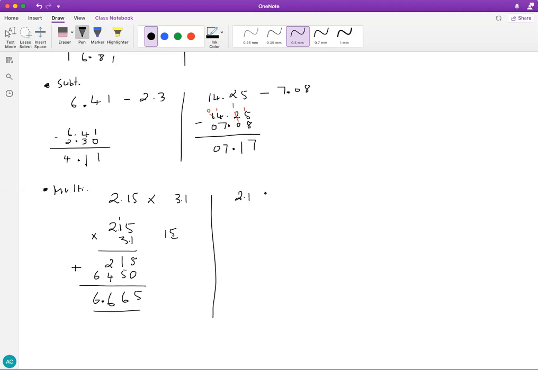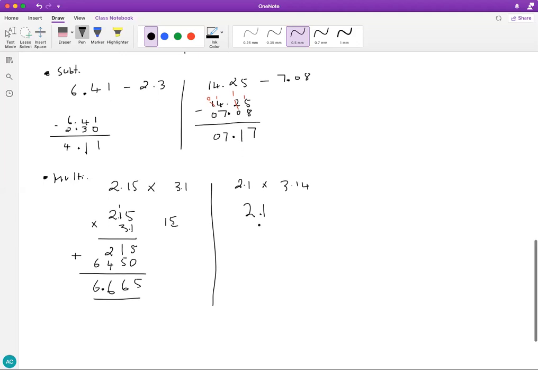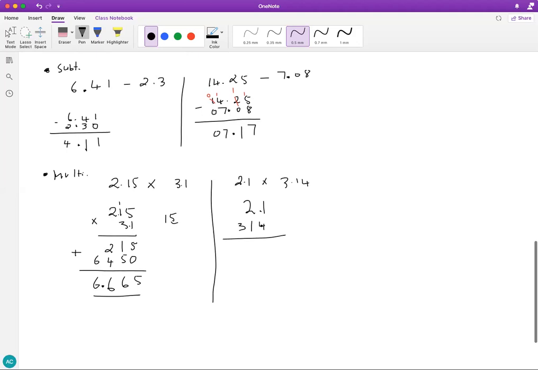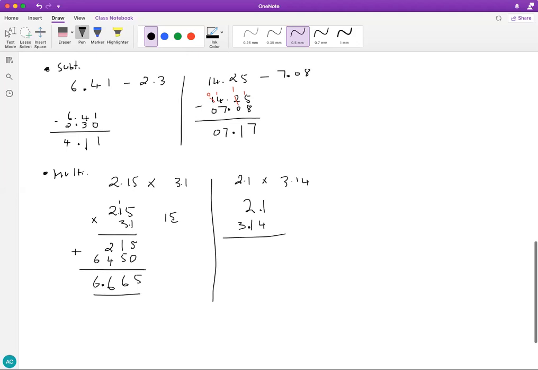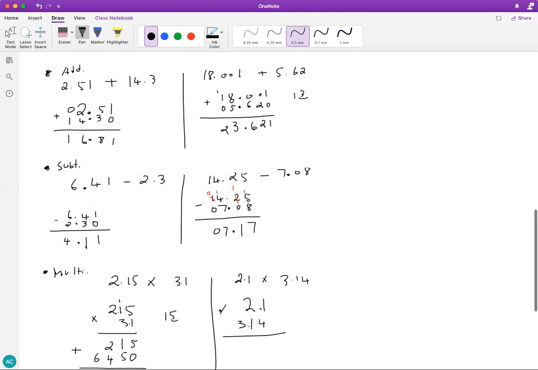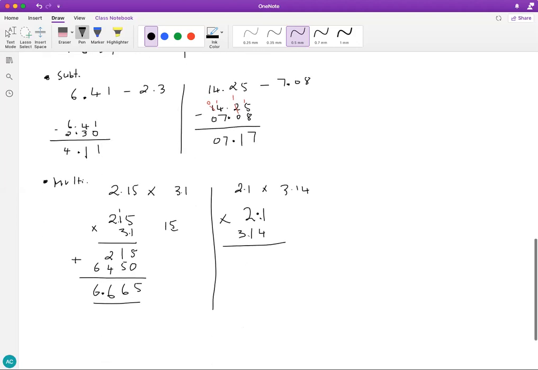Let's say 2.1. Let's times this by 3 point maybe 14, like this. So we're gonna write the first decimal. First, you don't have to align them again. The second one, so it'll be 1, 1, 4. Okay, again, no need to worry about aligning the decimals when you multiply. Just make sure you push the numbers to the right as far as possible.